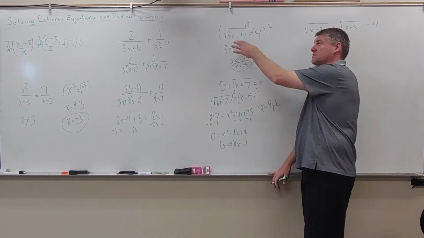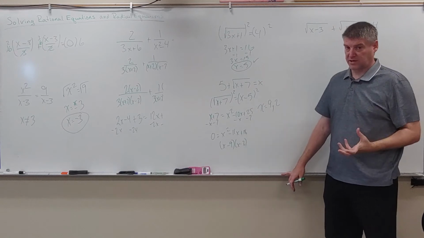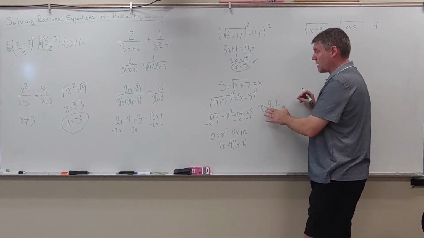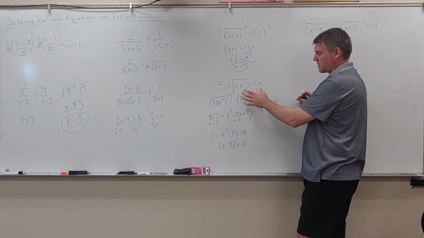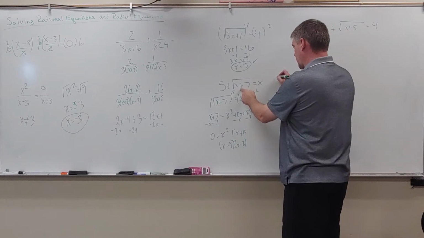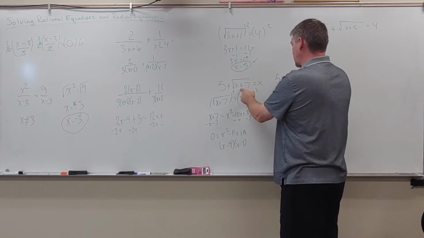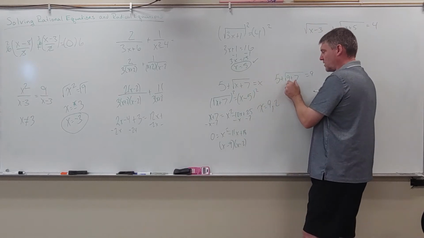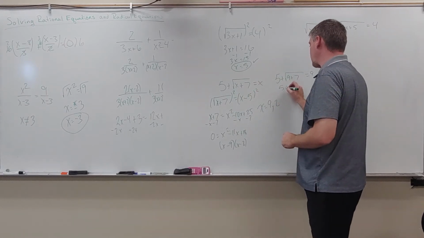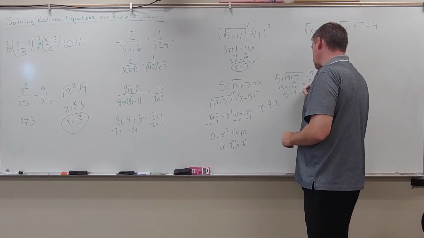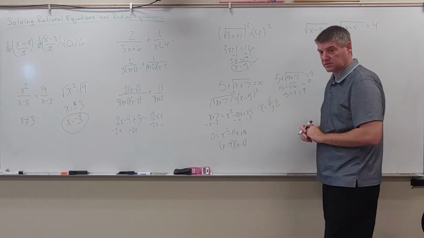I want to take this and plug it back in to make sure. Okay? So I'm going to take my 9 and plug it back in here. I have 5 plus the square root of 9 plus 7 equals 9. So 9 plus 7 is 16. 5 plus the square root of 16 equals 9. 5 plus 4 equals 9. That works out. So 9 works.